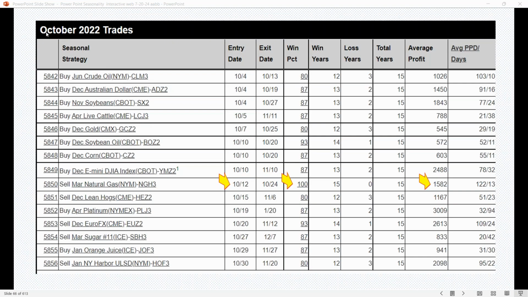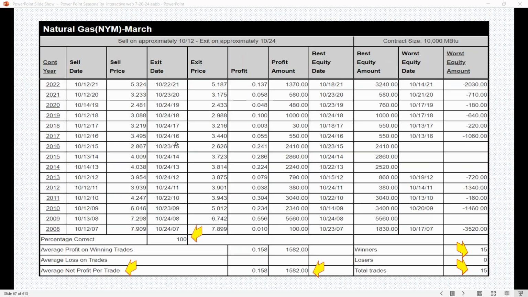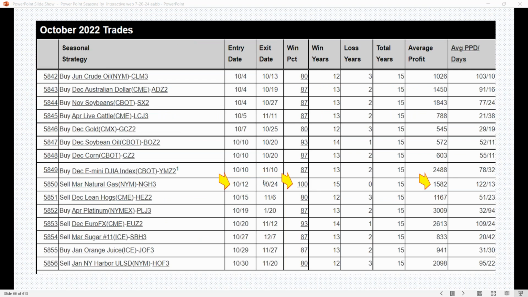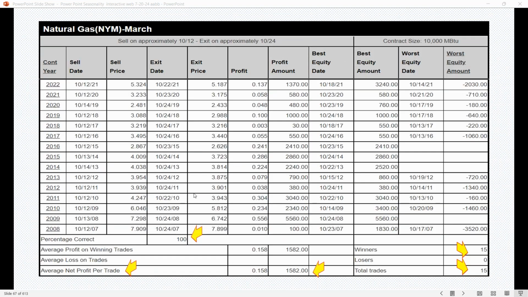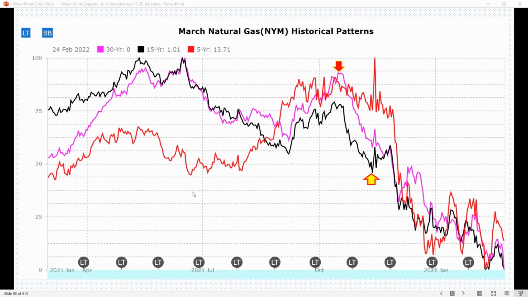So here's just an example, October trades, etc. So you can go through that. I showed you earlier the ones coming up for August. So natural gas, this natural gas was a 100% winner. So if you want to drill down, here's all the data behind supporting that natural gas.